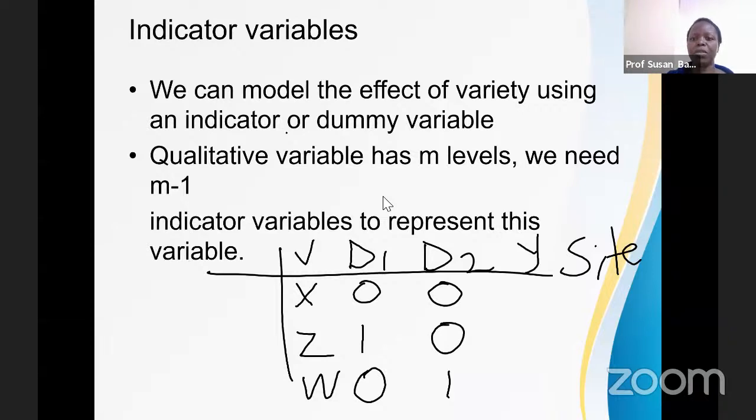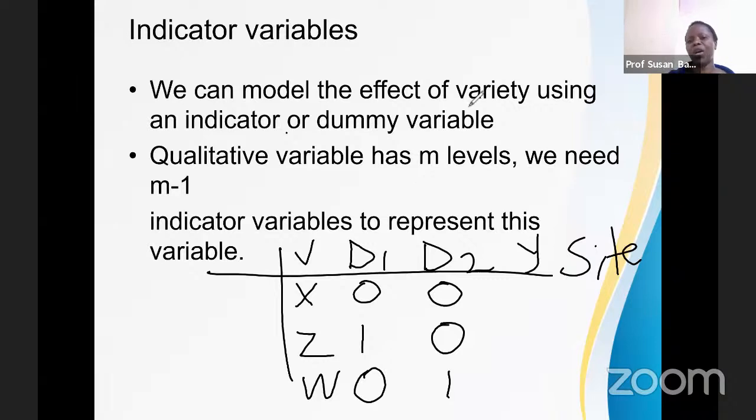Okay, let me look at the Q&A. Yeah, I've answered all these questions. Okay, and then the chat. Indicator variable is the same as the dummy variable, not instrumental.